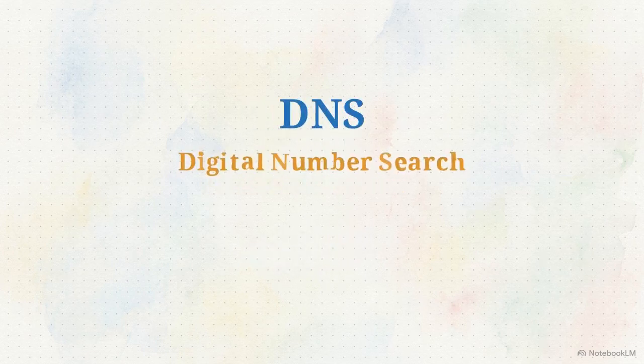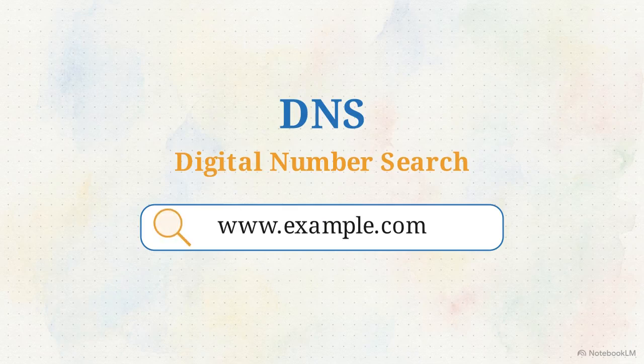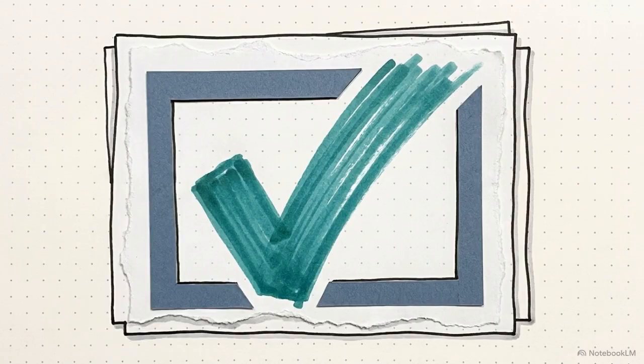For DNS, rebrand it as digital number search. Its function is to look up a website name and map it to a numeric IP address. Using these action-oriented phrases eliminates the confusion caused by similar-sounding technical terms.